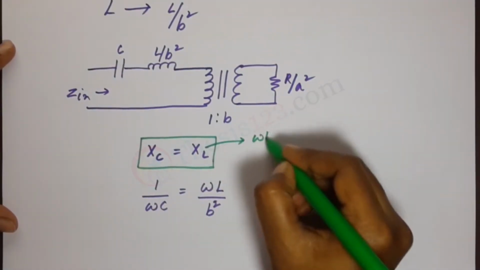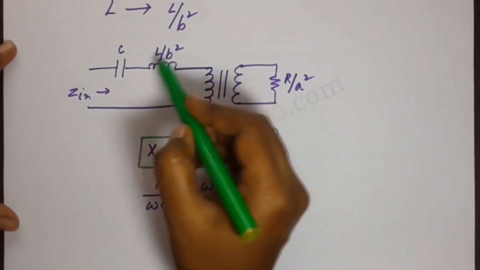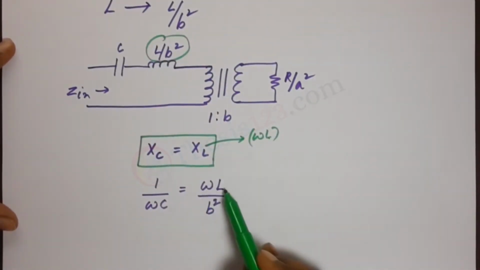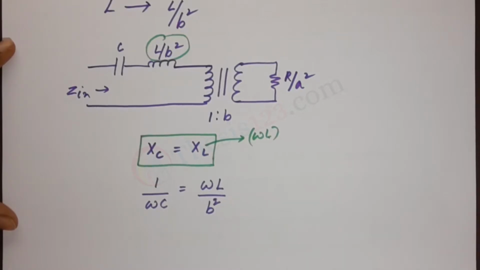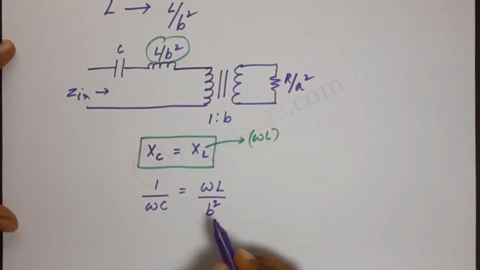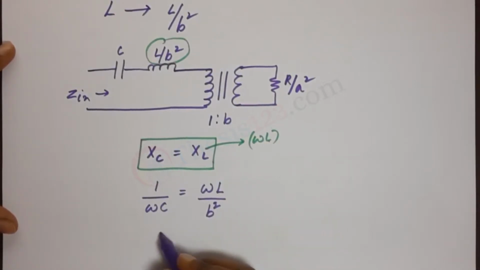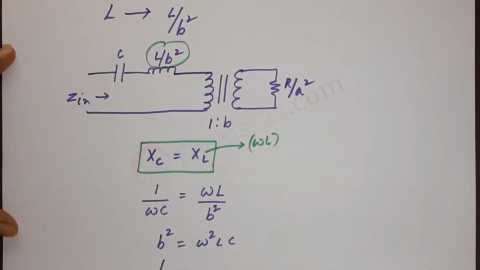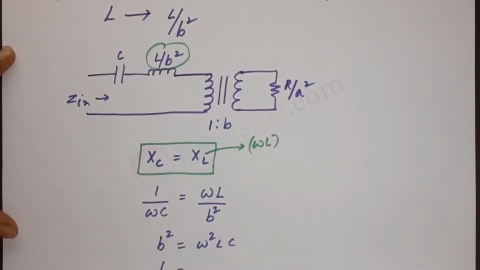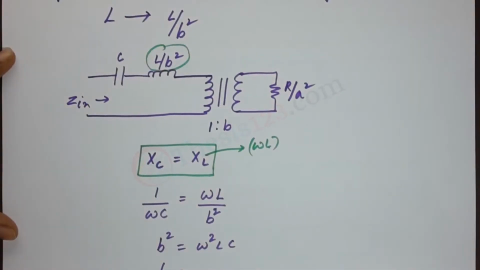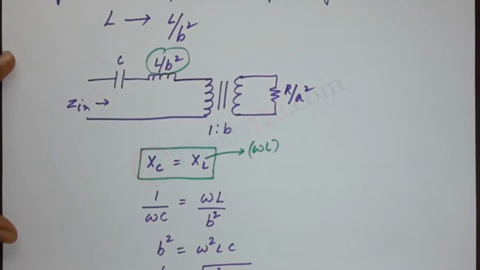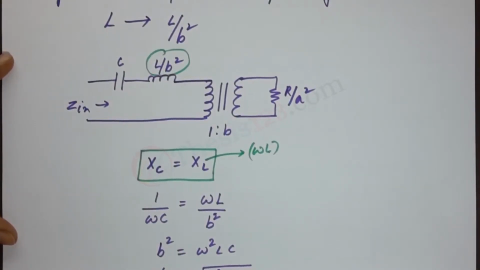XL is omega L. But here L is L by B square. So we substitute that here and we get it as omega L by B square. Now let's cross multiply and isolate B. We will obtain B square is equal to omega square LC, or B is equal to root omega square LC.